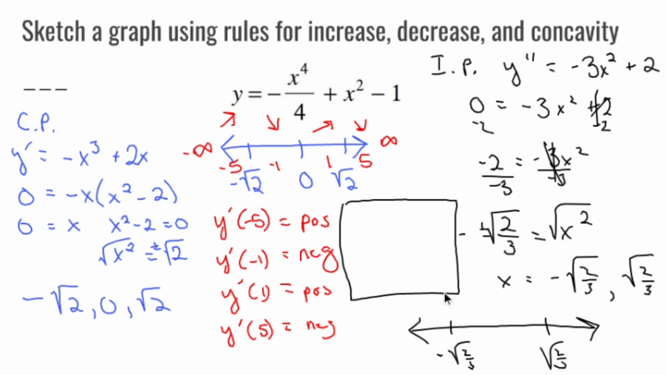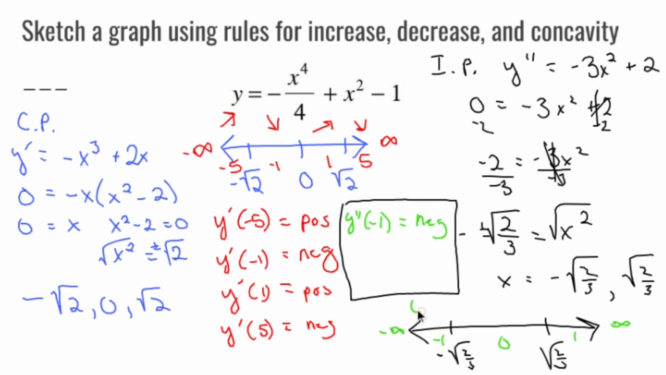Now, the square root of 2/3 is somewhere in between 0 and 1. So again, I need to choose numbers that live in between these intervals, but not exactly on those intervals. So I'll choose 0, I'll choose negative 1, and I'll choose positive 1. When I find the y double prime of that number, it'll tell me if it's positive or negative. If it's positive, it's concave up. If it's negative, it's concave down. So if I plug negative 1 into y double prime, I'm going to get negative 3 times negative 1 squared, so negative 3 times 1, negative 3 plus 2 is negative.